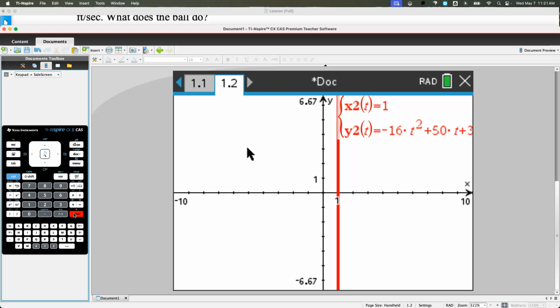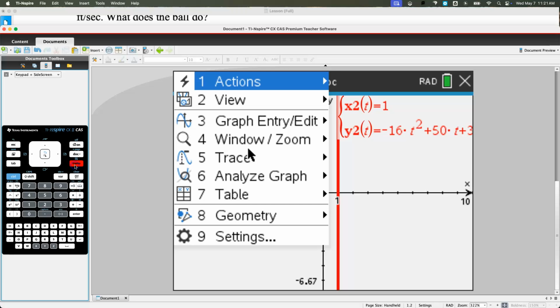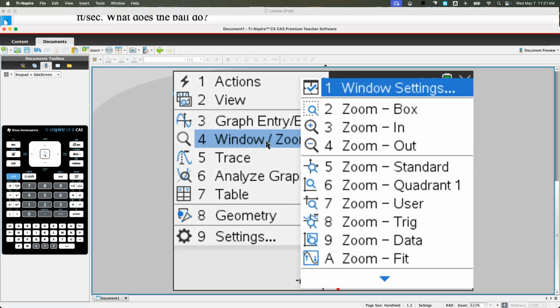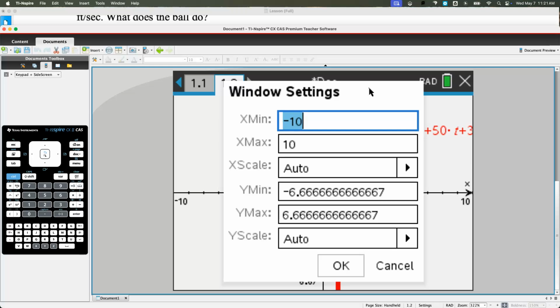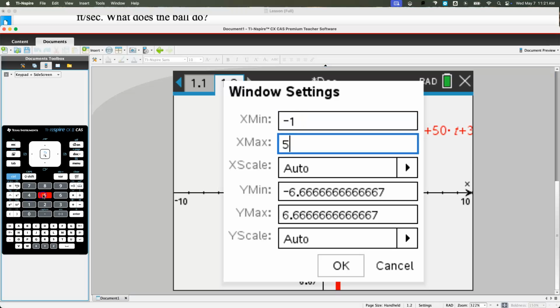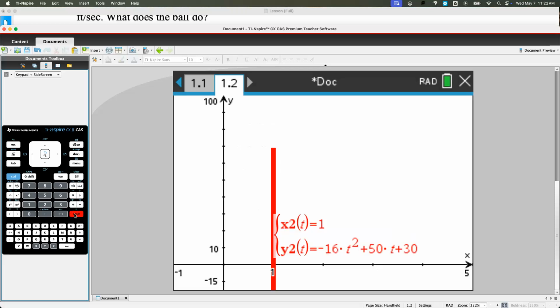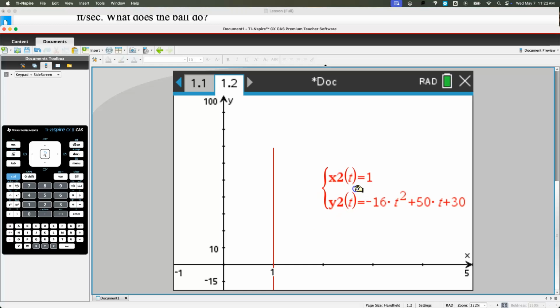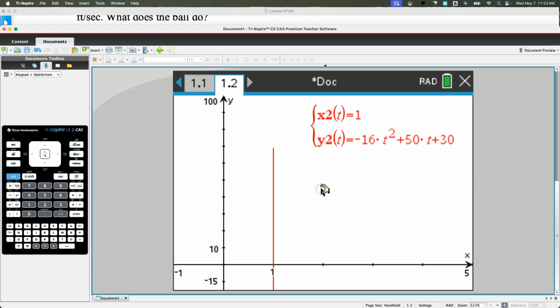There it is. But now we got to adjust our window again. Our window could be the same settings that we had before. -1 to 5 by 1s. -15 to 100 by 10s. Same window. Here now is the ball's flight.